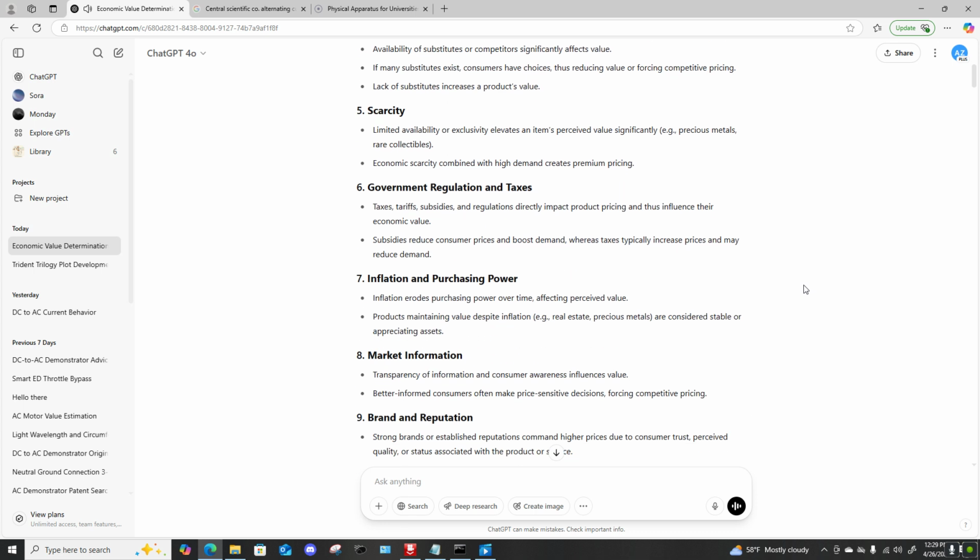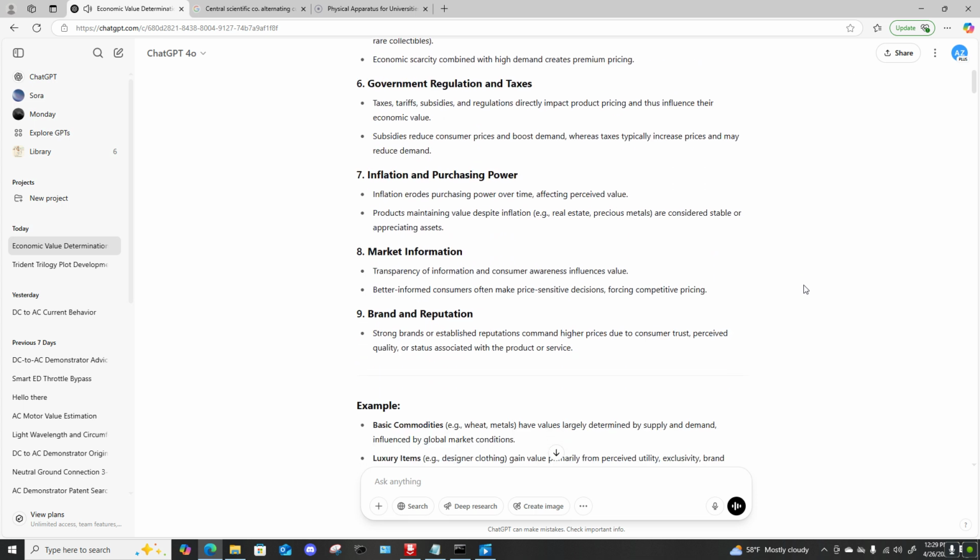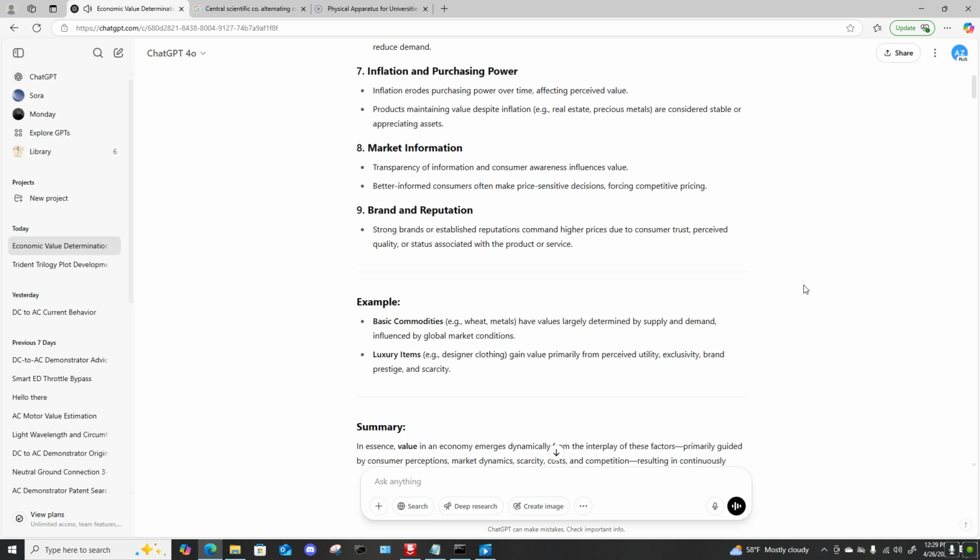5. Scarcity. Limited availability or exclusivity elevates an item's perceived value significantly, e.g., precious metals, rare collectibles. Economic scarcity combined with high demand creates premium pricing. 6. Government regulation and taxes. Taxes, tariffs, subsidies, and regulations directly impact product pricing and thus influence their economic value. Subsidies reduce consumer prices and boost demand, whereas taxes typically increase prices and may reduce demand. 7. Inflation and purchasing power. Inflation erodes purchasing power over time, affecting perceived value. Products maintaining value despite inflation, e.g., real estate, precious metals, are considered stable or appreciating assets.